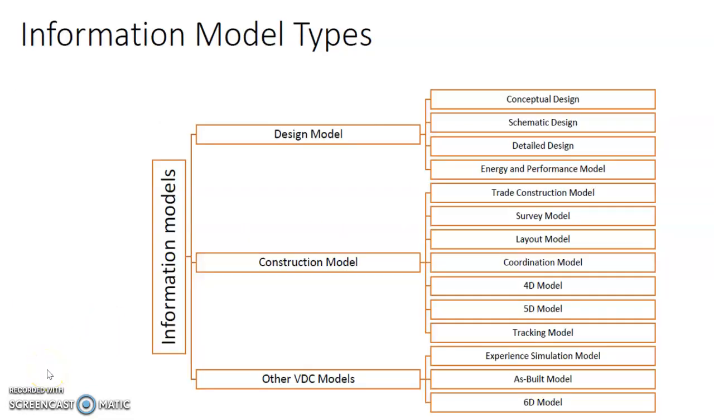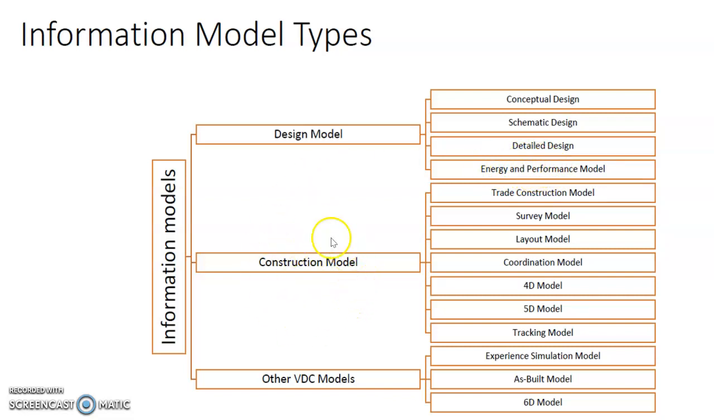As mentioned previously, the design model and the construction model will form the backbone of the information model in VDC projects. And when we are talking about the design models, these are the typical types of design model that we develop. It can be just the conceptual design, to the schematic design, to the detailed design. And separately, we can also develop a model to look into the energy and the performance of our facilities.